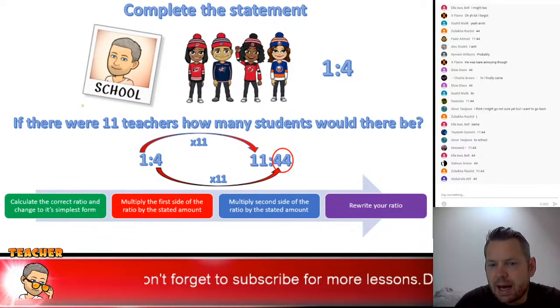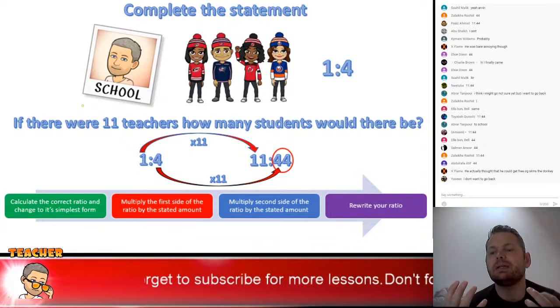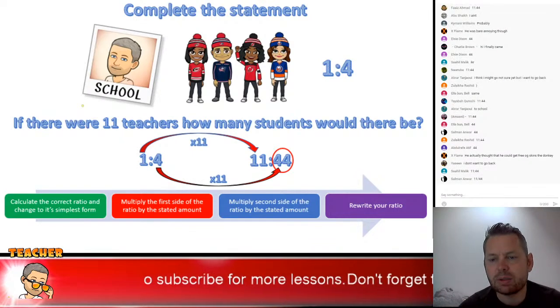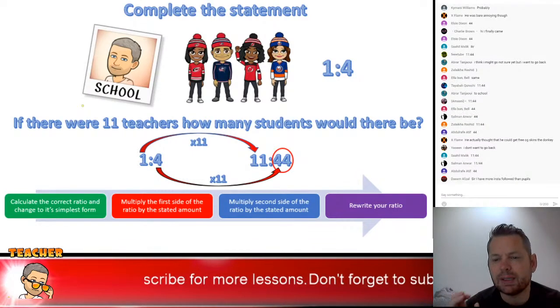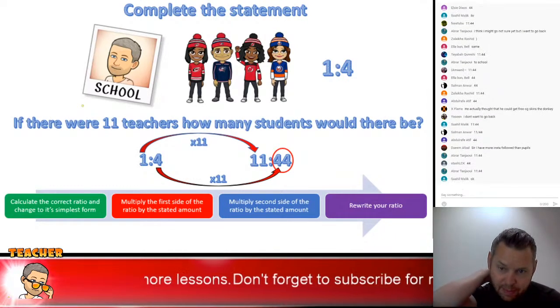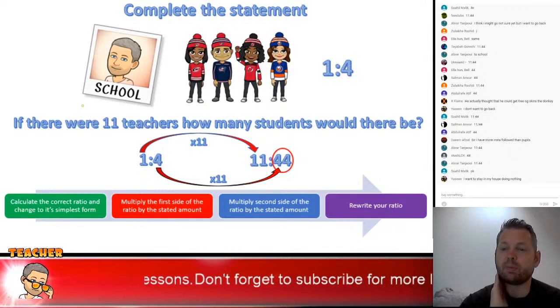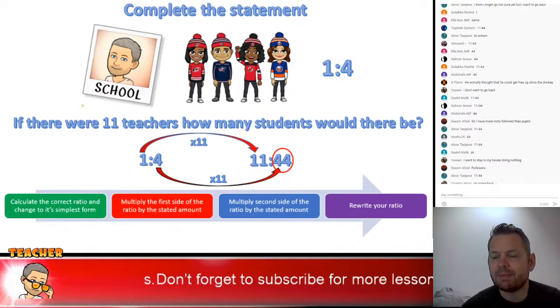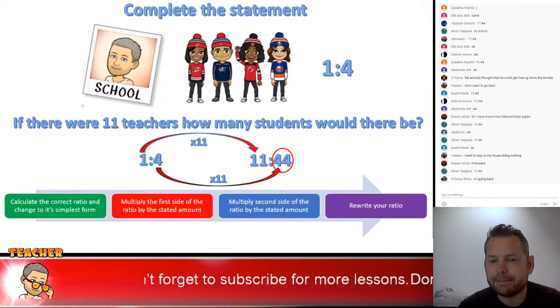So our steps there are simple. The first thing we have to do is calculate our ratio. That's the most important thing. Without that, we can't really complete the rest of the calculation. But also simplify it down to its smallest amount. So if both numbers are divisible by another number, we need to make it the lowest it can possibly be.